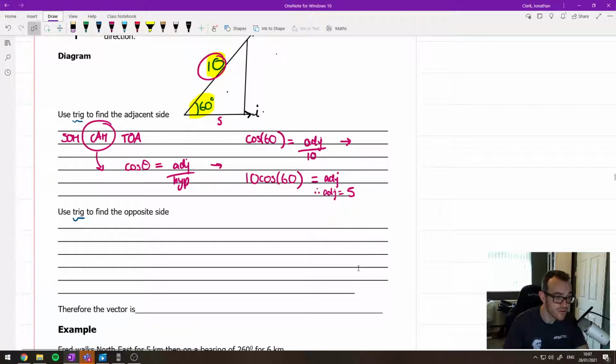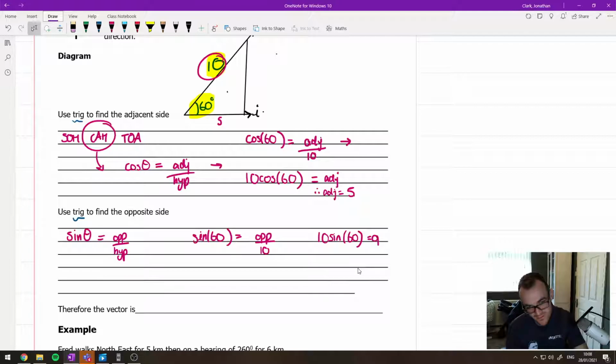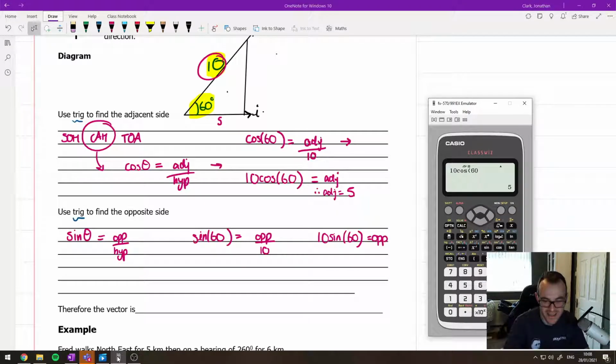Similarly, if I use trig to find the opposite, I'm going to use the hypotenuse and I want to find the opposite, so I'll use sine. Sine theta is the opposite over the hypotenuse. I know the angle is 60. The opposite, I don't know yet. The hypotenuse is 10. I'll multiply both sides by 10 to bring it up. And the opposite is going to be equal to 10 sine 60. Which in exact form is 5 root 3. And as an approximation, it's about 8.66.